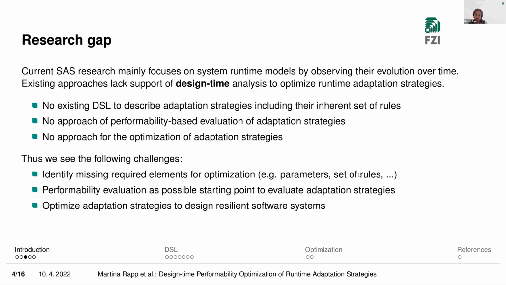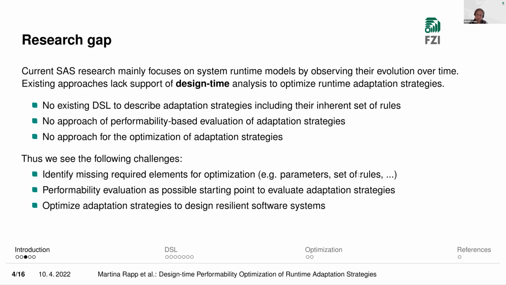Therefore, we see the following challenges. First would be to identify the missing required elements for optimization. Here we see especially parameters, set of rules, and maybe more. Second, the performability evaluation could be a possible starting point to evaluate these adaptation strategies. And the third challenge we see is that optimized adaptation strategies are good in order to design resilient software systems by preventing system degradation through the design of effective adaptation strategies.